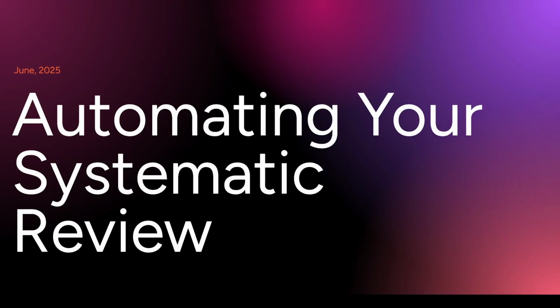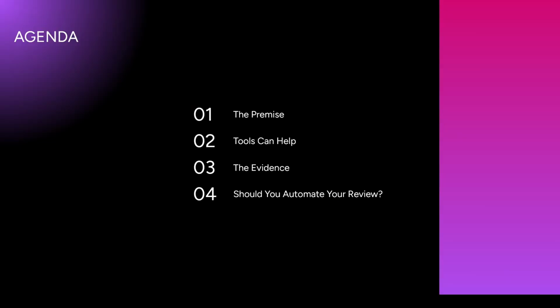So let's take a look at the roadmap that we are going to go on for today. I'm not sure how long this video is going to take, but hopefully it'll be relatively quick. So first, I'm going to talk really briefly about the premise. I'm going to tell you about some of the tools that we have right now that can help you automate your systematic review. We're going to talk a little bit about the evidence for these tools. And then lastly, we're going to talk about my current thoughts about should we, at this point in time today, the 26th of June, 2025, should we automate your review?